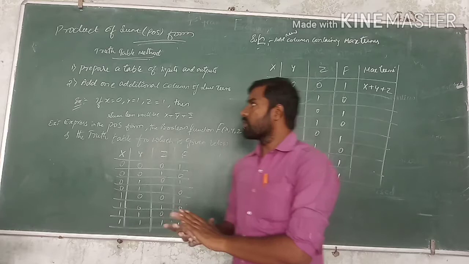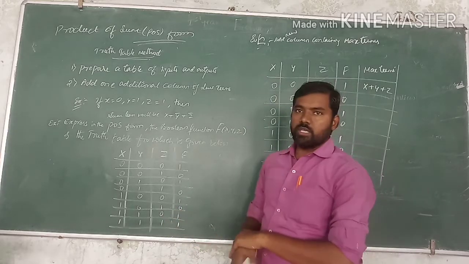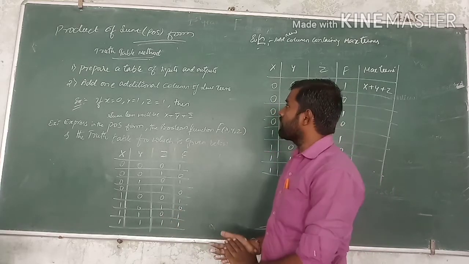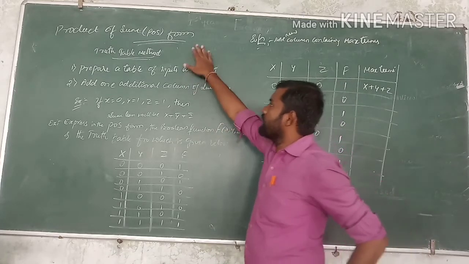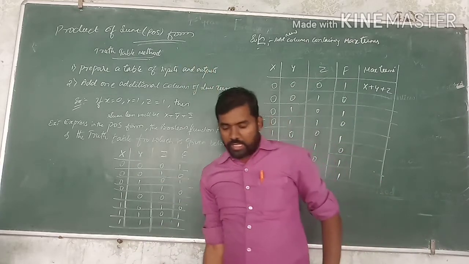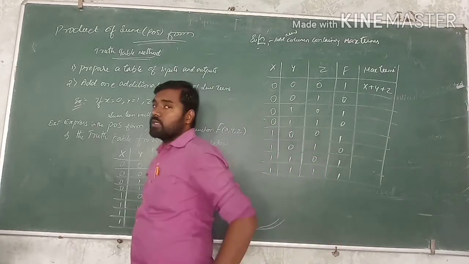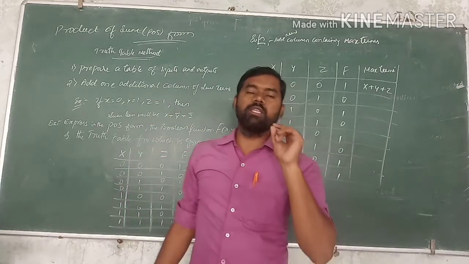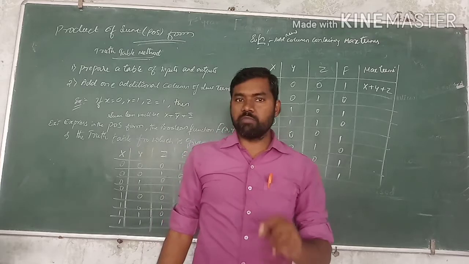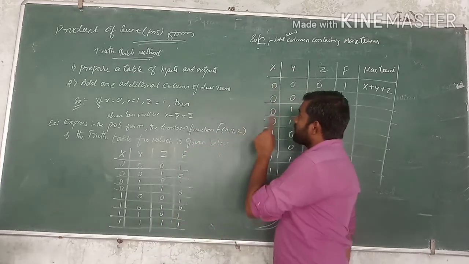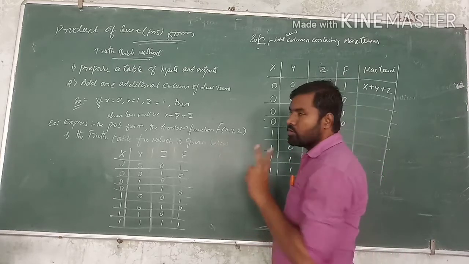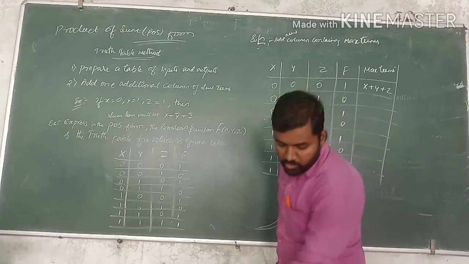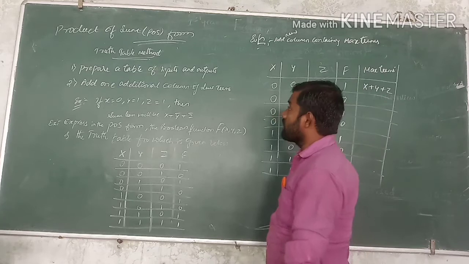Good morning. Now we will go for, we already discussed the SOP, that is sum of product. Now we are going to solve the product of sum, that is the POS form. Generally, the product of sum is nothing but a Boolean expression purely in terms of max terms. That kind of expression is called a product of sum. Generally the product of sum can be solved in two methods: one is the truth table method and another one is the algebraic method.